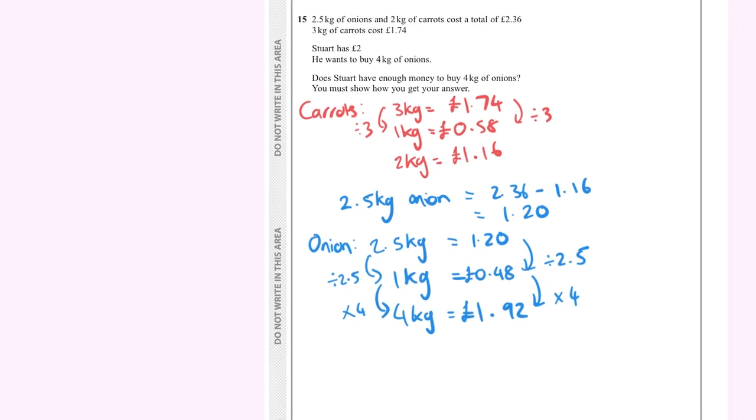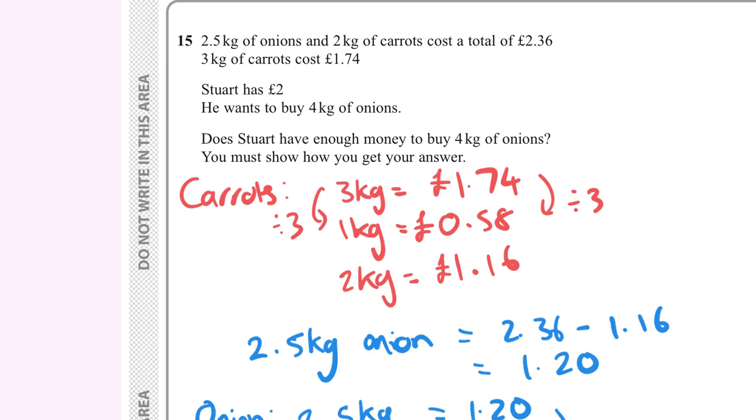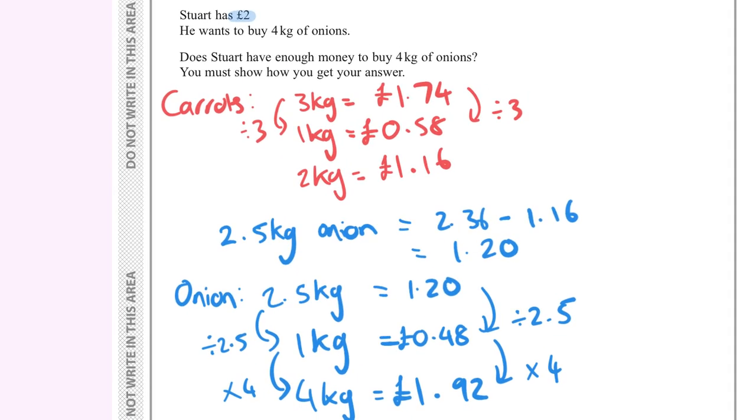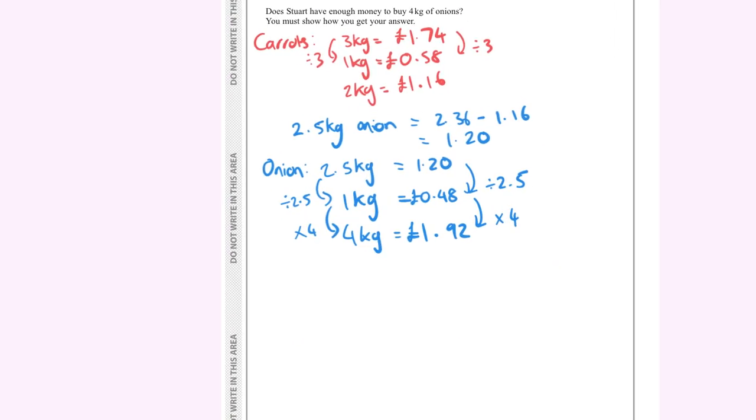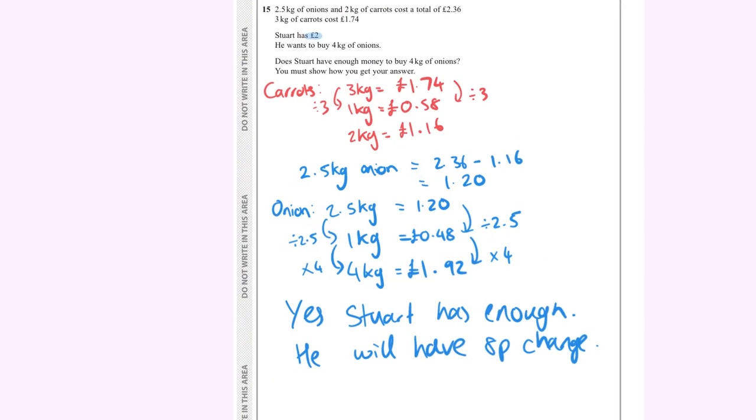And our last step will be that reasoning. How much money has he got? Luckily for Stuart, he's got £2. So, yes, Stuart has enough. You could say something like he will have 8p change, because £2 take away £1.92. And that'd be perfect. That's a great little answer there.